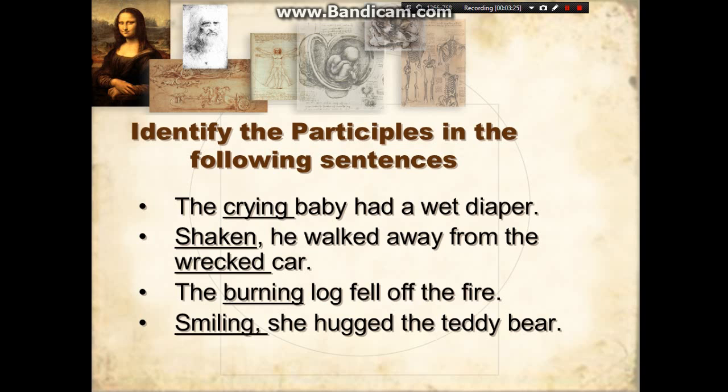All right, unpause. In the first sentence, crying describes baby. In the second sentence, there are 2. Shaken describes he and wrecked describes car. And in the third sentence, burning describes log. And in the fourth sentence, smiling describes she. All right, moving right along.